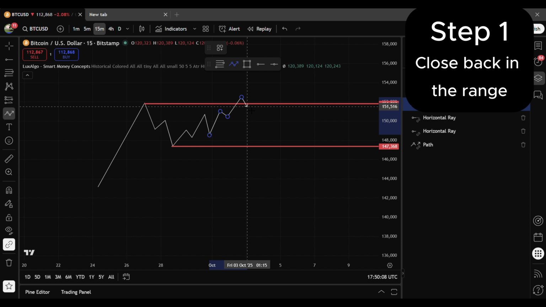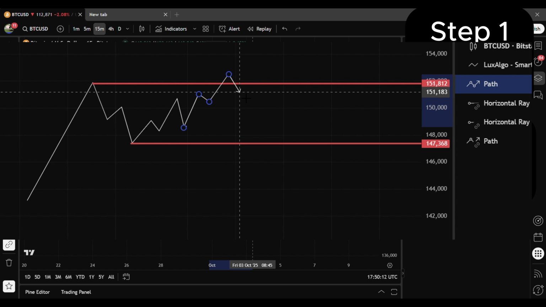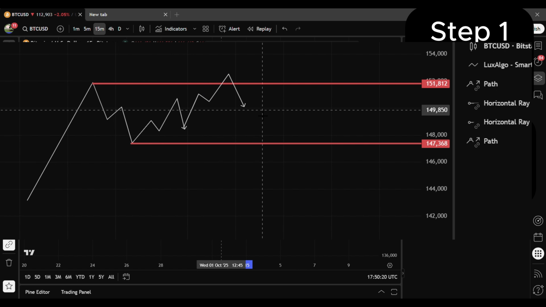Step 2 is the market structure shift. The small low that formed before the sweep, that's your reference point. For a valid structure shift, that low must be broken. And once price closes below it, we confirm the shift.